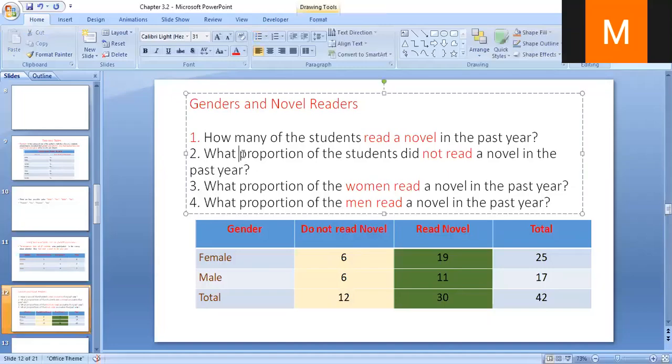But when you find the proportion, you take the number and divide by the total. You will find the proportion. Did not read is 12, and the total number of people is 42. That is, you want to get the proportion of this one. You get 12 divided by 42.